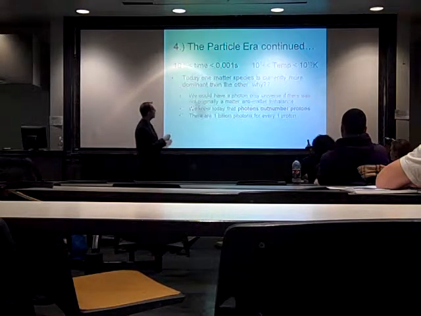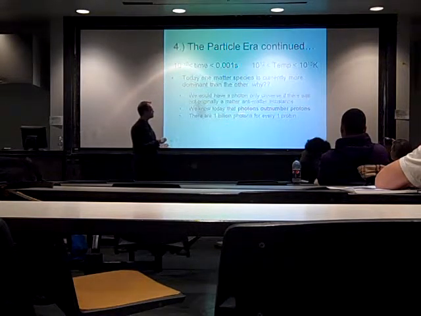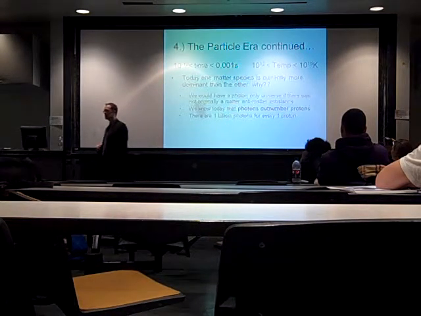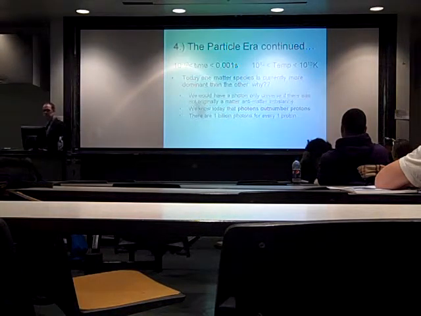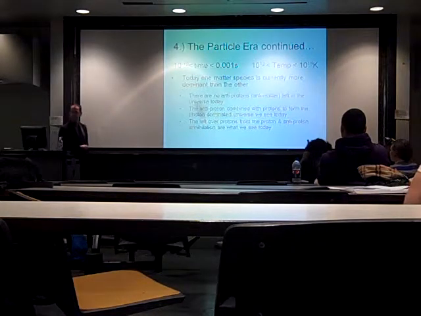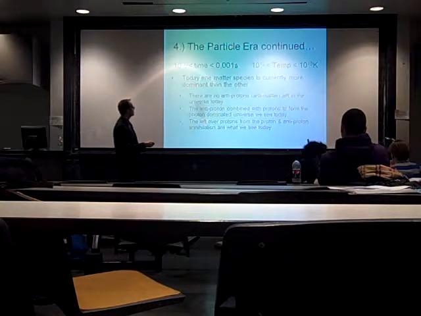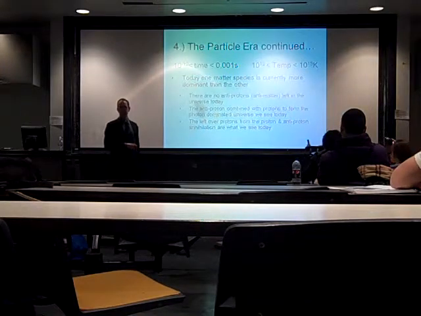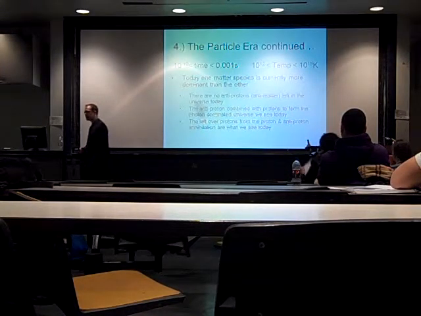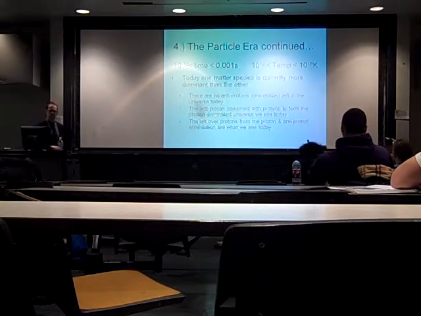But we know today that photons, for example, outnumber protons by 1 billion photons for every 1 proton. That's an observational fact we can use to figure out where this imbalance came from. So, there are no antiprotons left in the universe today. There's no more antimatter left in the universe today. The only time we can get antimatter is by creating it in particle accelerators. All right? So what happened to it?